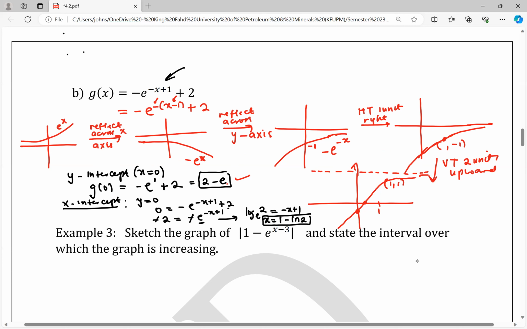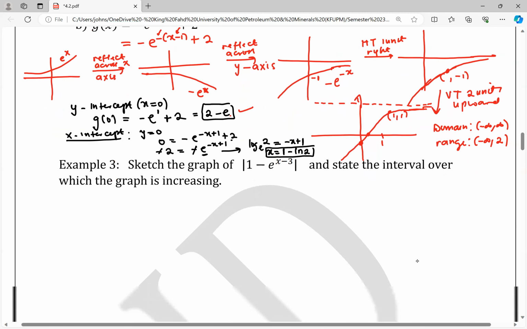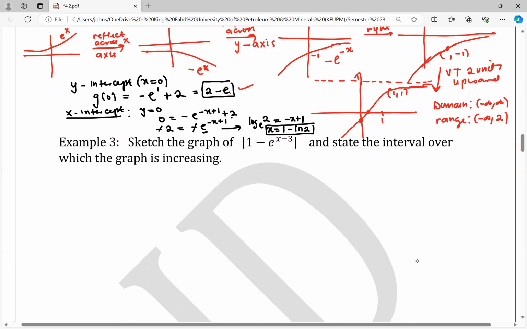But what do we need from here? We need the domain. So the domain is still the whole of R. And the range in this case is minus infinity to the horizontal asymptote, which is 2, all open. All right.